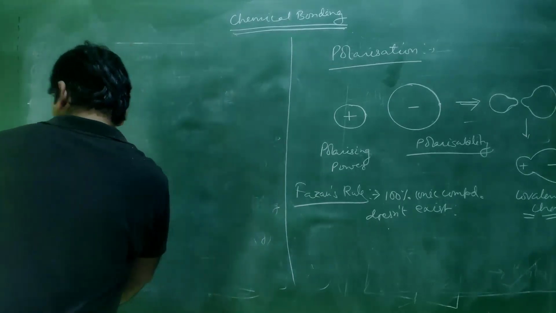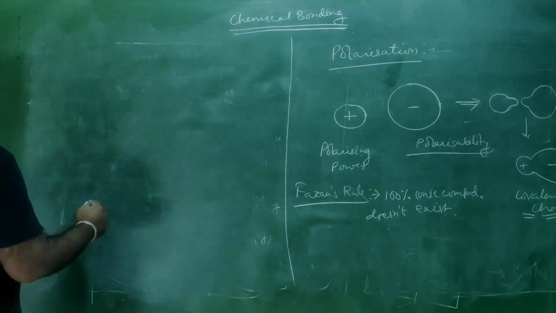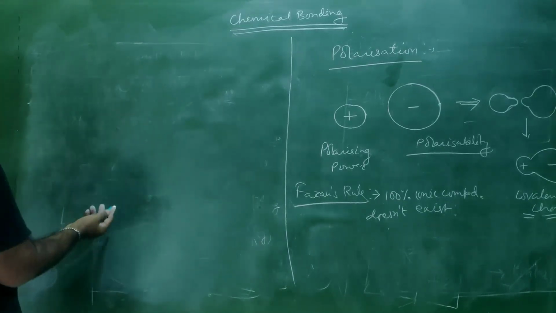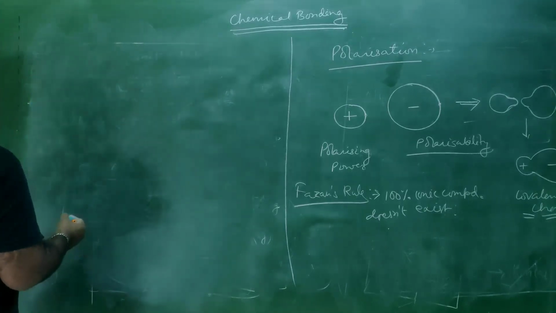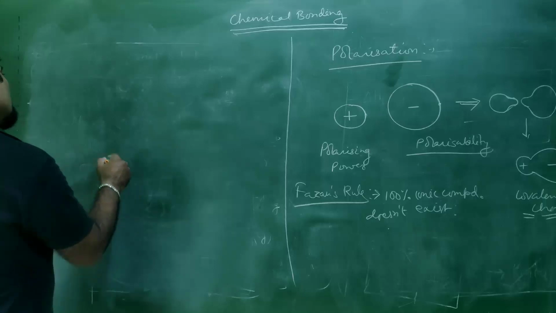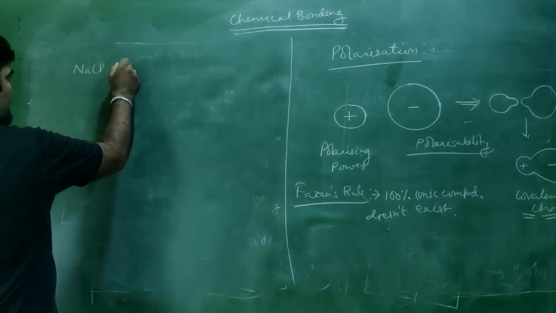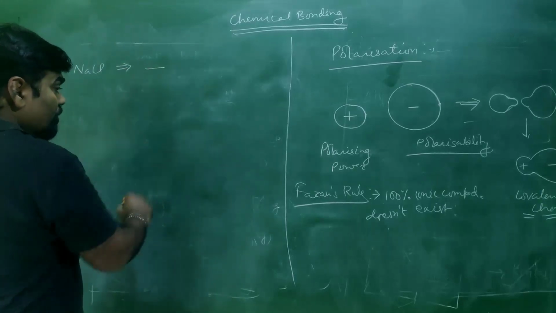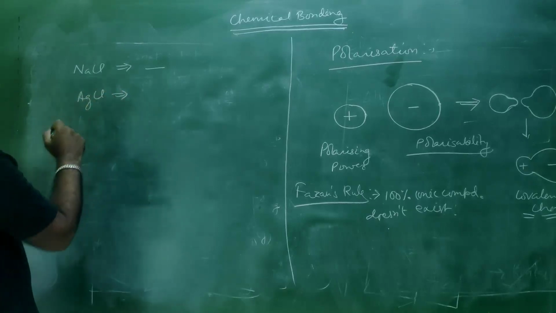Okay, again, according to Fajan's rule, a 100% ionic compound does not exist. In some cases there is more ionic or covalent character, and in some cases less ionic character. Suppose there is NaCl. 100% ionic is not there; some extent of polarization will be there. But in AgCl, the extent of polarization is more.